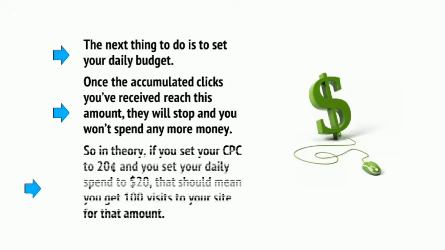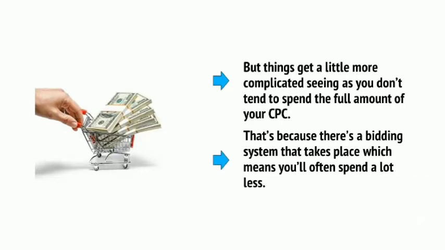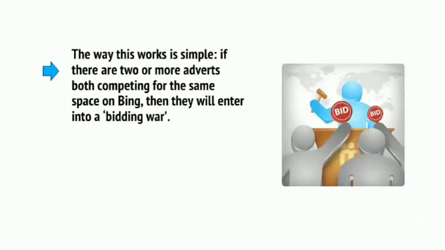So, in theory, if you set your CPC to 20 cents and you set your daily spend to $20, that should mean you get 100 visits to your site for that amount. But things get a little more complicated, seeing as you don't tend to spend the full amount of your CPC. That's because there's a bidding system that takes place, which means you'll often spend a lot less. Now, the way this works is quite simple.